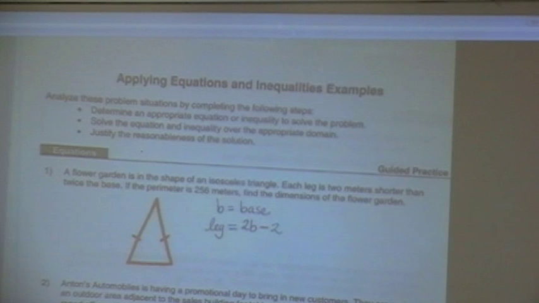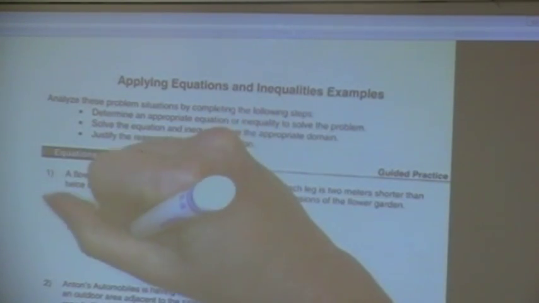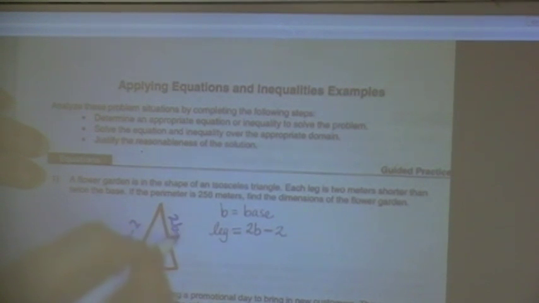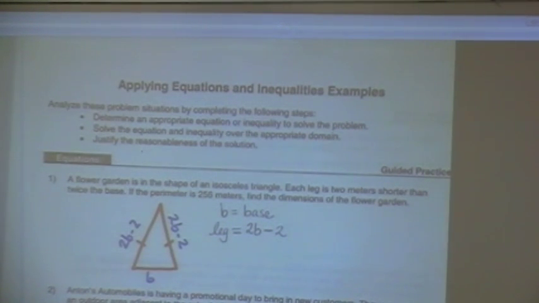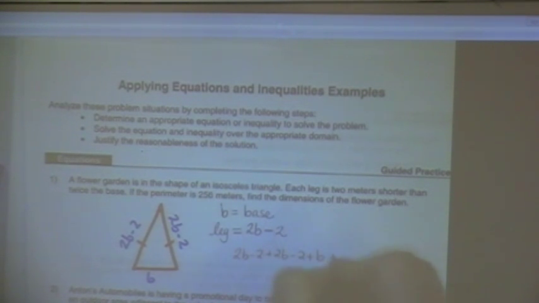So, if these are the legs, then that means the thing at the bottom is the base. So, this is a B, and these are legs. So these are 2B minus 2. And how do you find the perimeter of a triangle? Perimeter. Yes. Careful. Perimeter. Side plus side plus side. You just add both sides to find perimeter. So 2b minus 2 plus 2b minus 2 plus b has to equal 256.